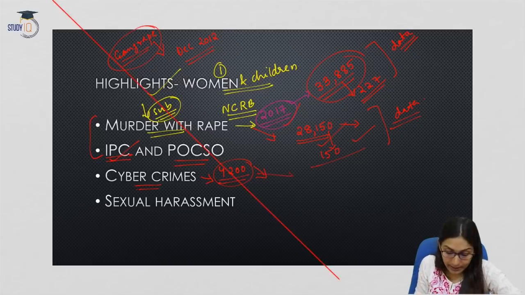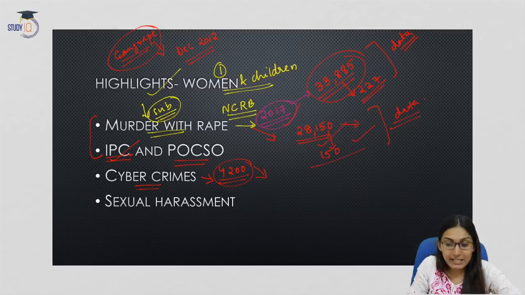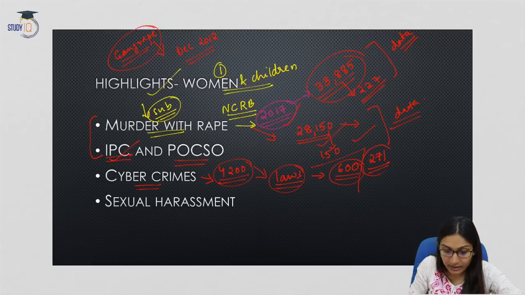Now, under the cyber crimes, in the subcategory of special and local laws, that is the laws that are applicable at the local level, so those special laws, cyber crimes against women, the number of women-centric crimes is given as 600. And out of the 600, 271 crimes relate to publishing or transmitting sexually explicit material under the IT Act, or the Information Technology Act.